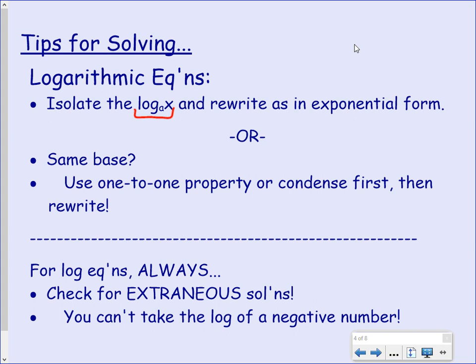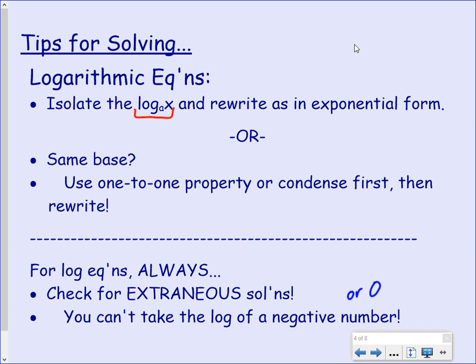So there are only certain numbers that we can take the logs of. You can't take logs of negative numbers or 0, I should say. We can't take the log of the number 0. So if you take your answer and plug it back into the equation, and the thing behind the log becomes 0 or a negative number, that's extraneous.